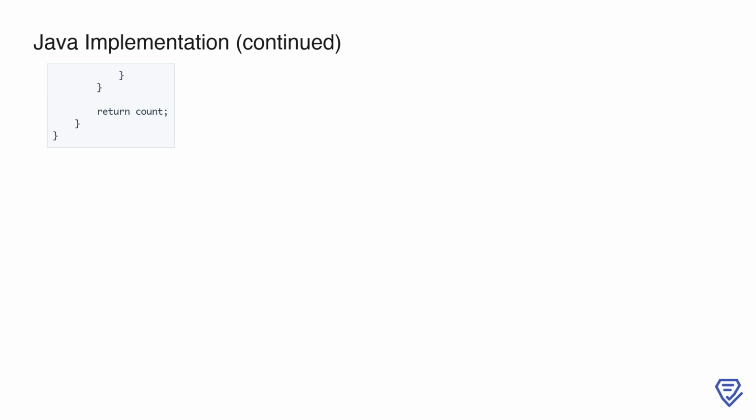After updating the window sum, we check if the current window sum meets or exceeds the min sum. If it does, we increment the count variable. This process continues for every valid position of the sliding window until we reach the end of the array.